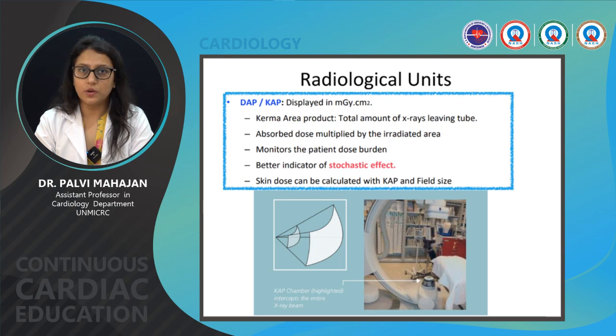Radiological units are also displayed in the form of DAP and KAP, that is kerma area product. It is the total amount of X-ray leaving the tube. It is absorbed dose multiplied by the irradiated area. It monitors the patient dose burden. It is a better indicator of stochastic effect. Skin dose can be calculated with KAP and field size.